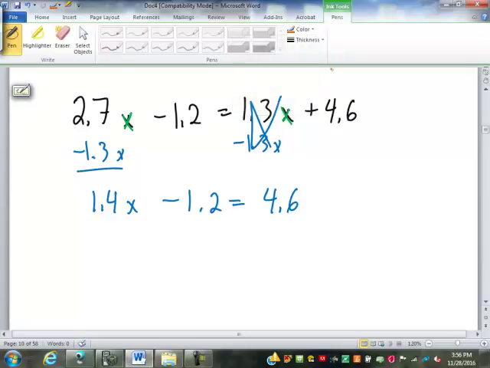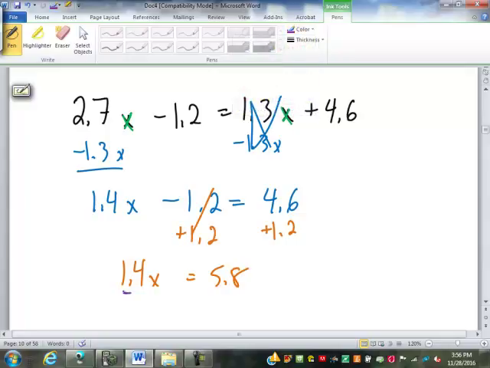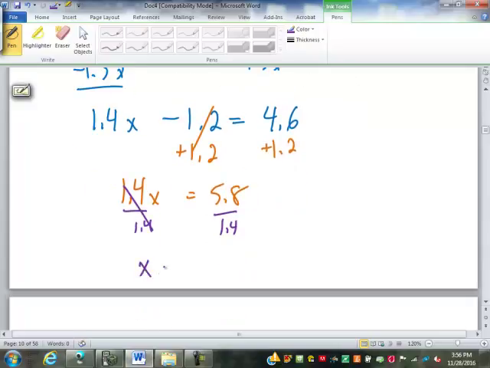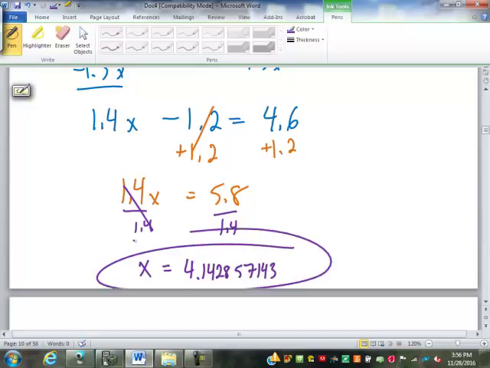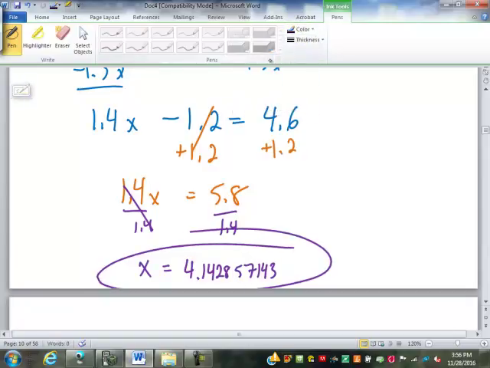So now to get x by itself, I have to add 1.2. So 1.4x equals 5.8 and divide by 1.4. So 5.8 divided by 1.4 is going to give me 4.1428571 approximately. Any questions? Did anybody get that?